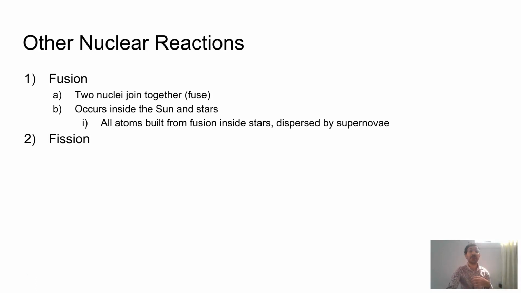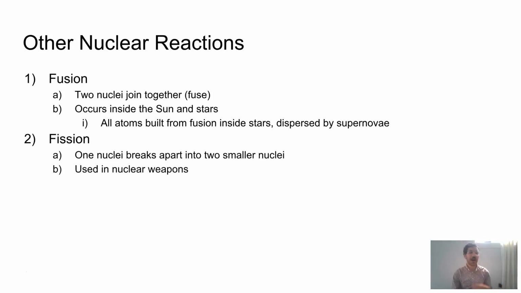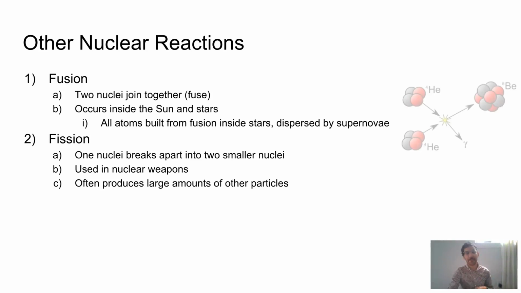Fission, on the other hand, is not when things combine, but when one nucleus breaks apart into two other nuclei. And this is what was used in traditional nuclear weapons, and it often produces lots of radioactive particles, which is one of the reasons why radioactive weapons are bad.